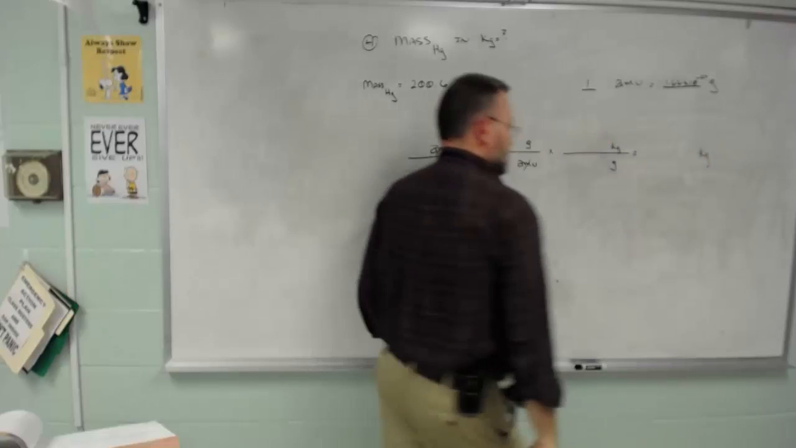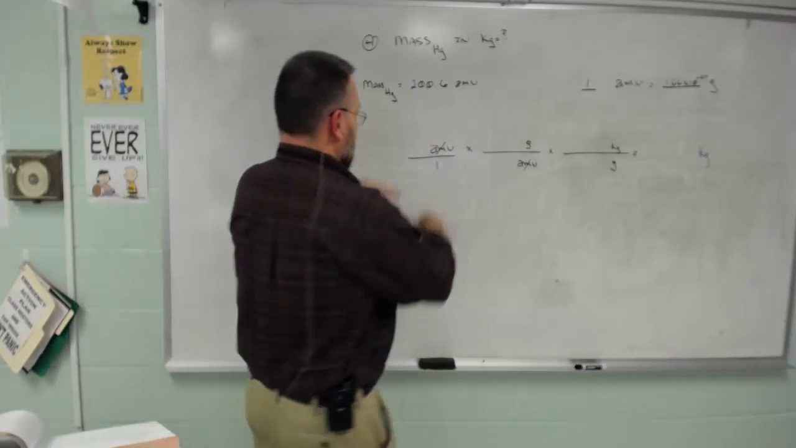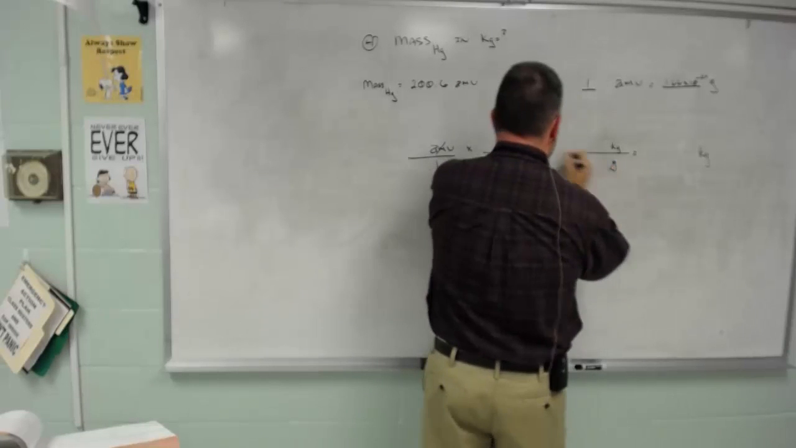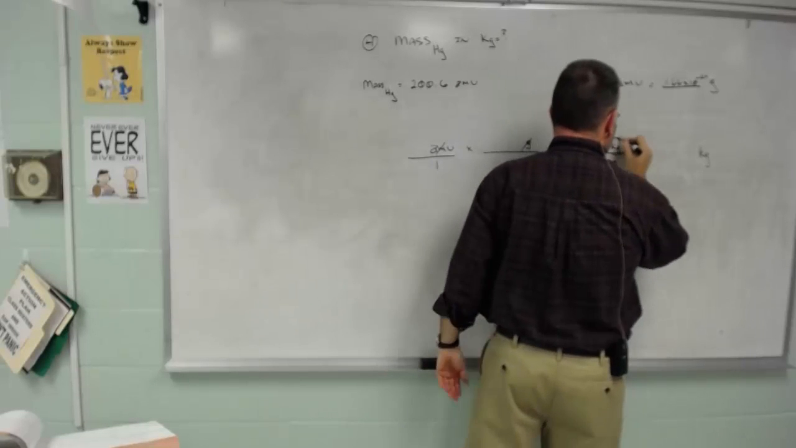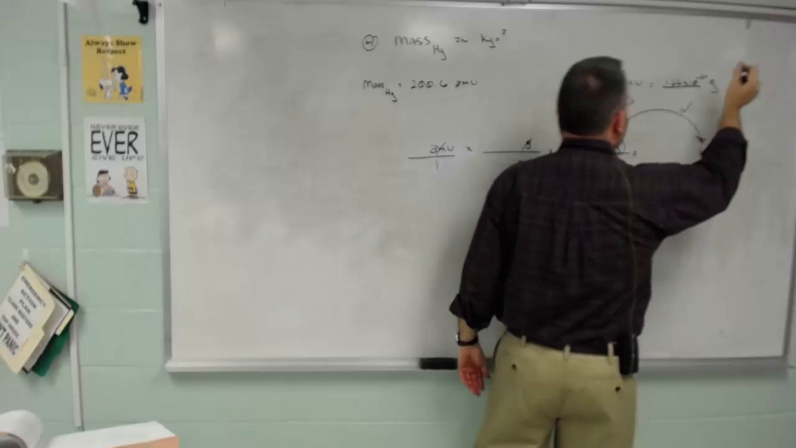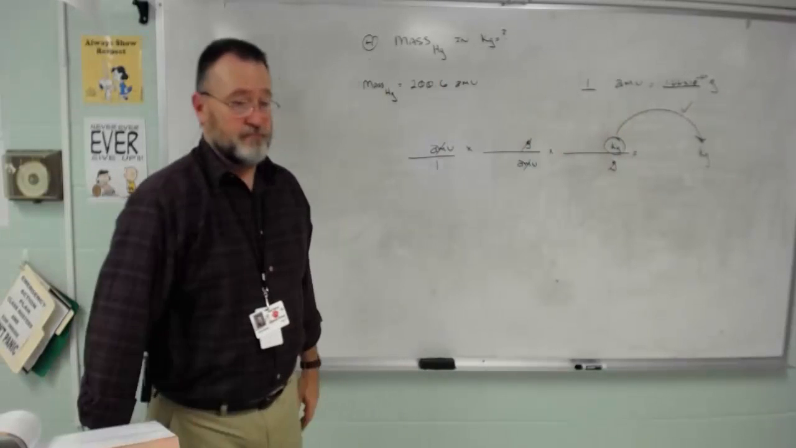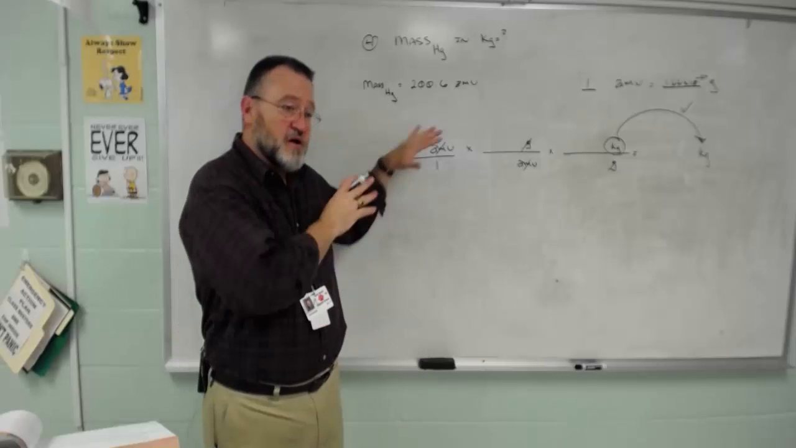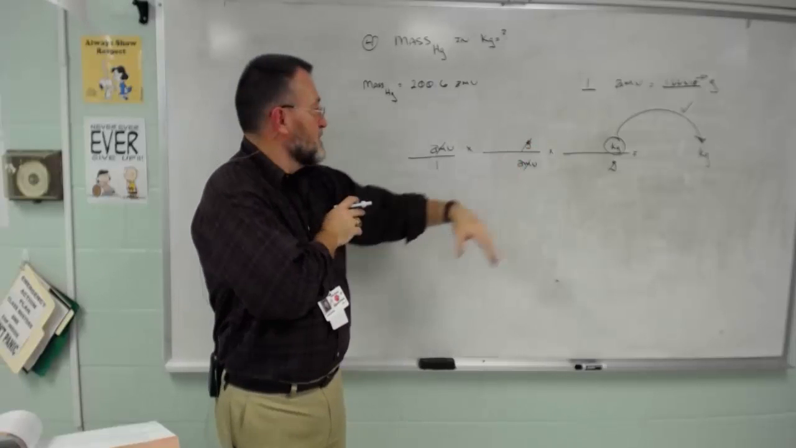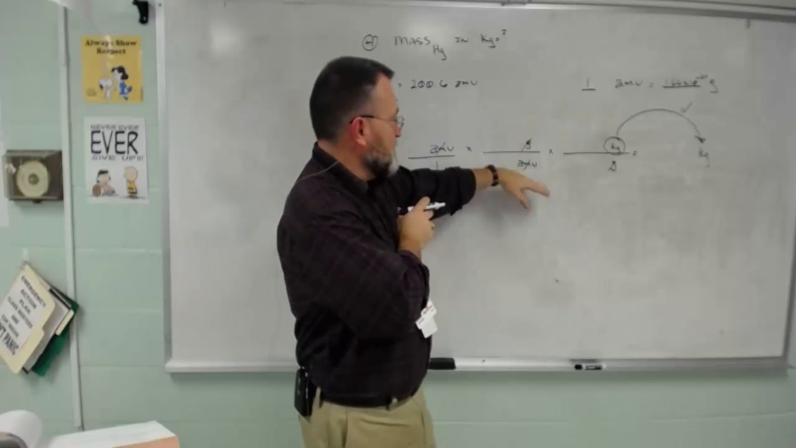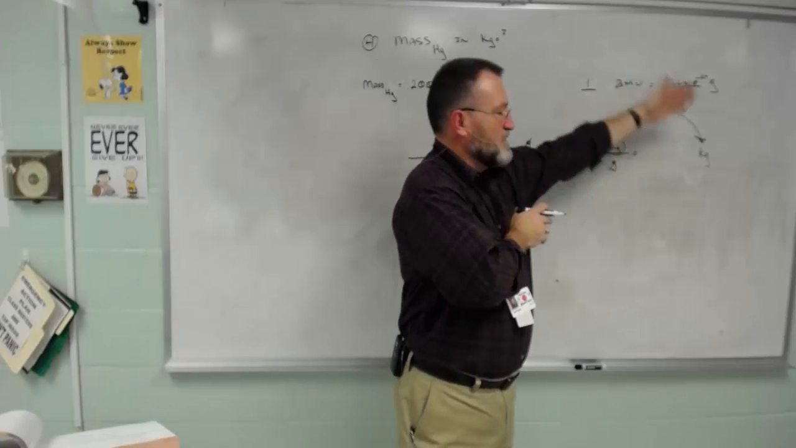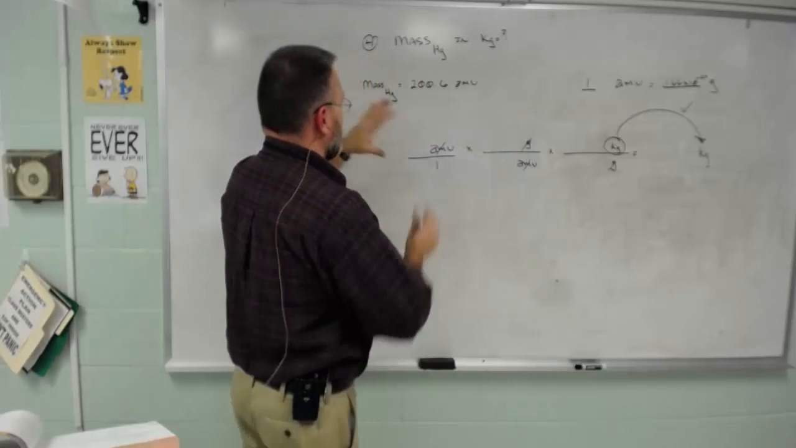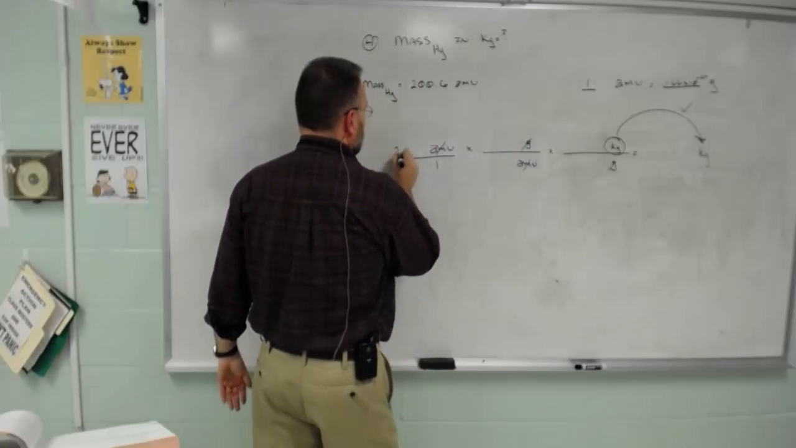Okay? So we check the setup. AMUs cancels AMUs, left with grams. Grams cancels grams, and I'm left with kilograms. My answer is supposed to be in kilograms. It checks. My setup now is right. This is the hard part, the setup. AMUs, grams per AMU, kilograms per gram gives me kilograms. Now let's plug in the numbers that we know. We're starting with a given of 200.6.